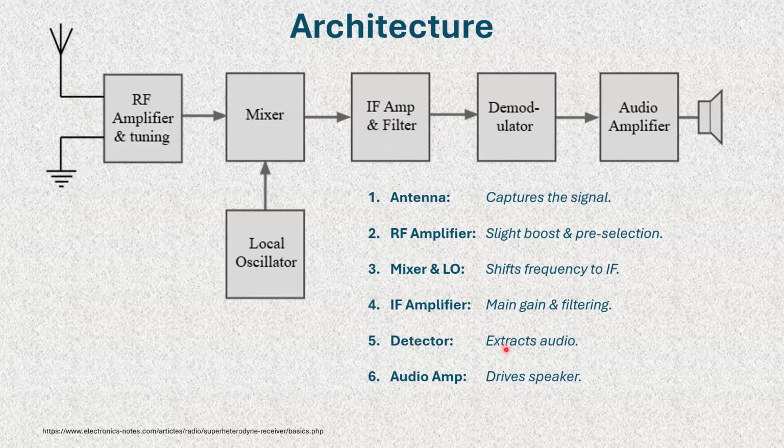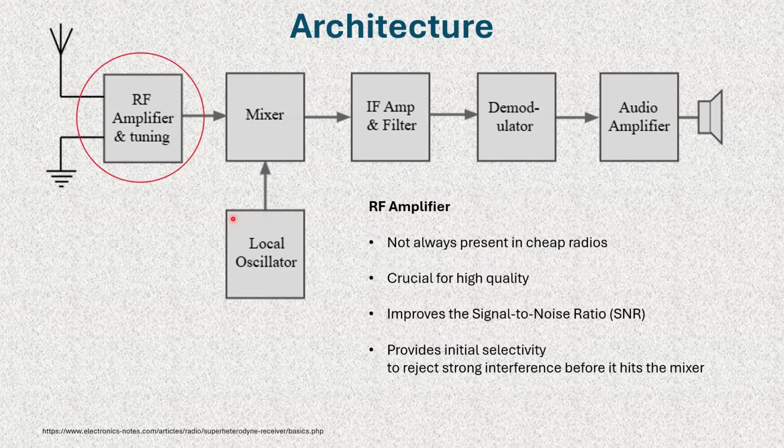And here's the detector, which extracts audio, and the audio amp drives this loudspeaker here. All right. In more detail. The RF amplifier is not always present in cheap radios. Crucial for high quality. Well, there are some statements. It improves the signal-to-noise ratio. So that's how this one cleans it up.